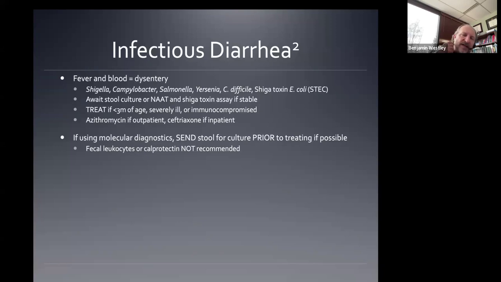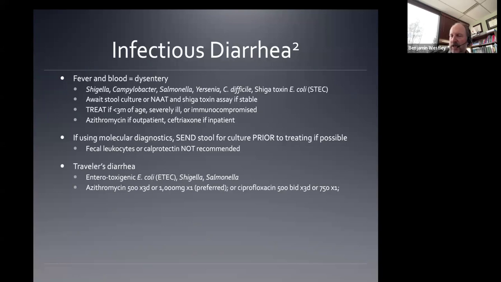Guidelines for treating infectious diarrhea also specifically say that fecal leukocytes, which I see ordered all the time and I have no idea what to do with, I don't find that ever helpful. And the guidelines actually say fecal leukocytes or calprotectin are not recommended for evaluation of bloody diarrhea, infectious diarrhea.